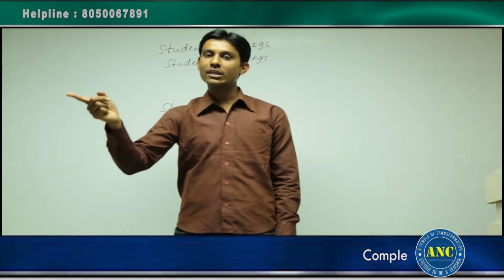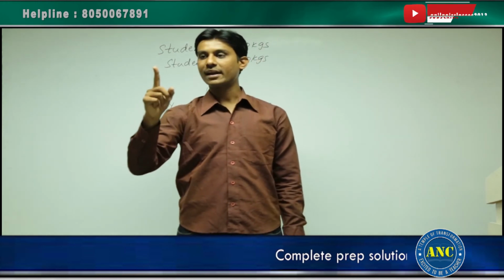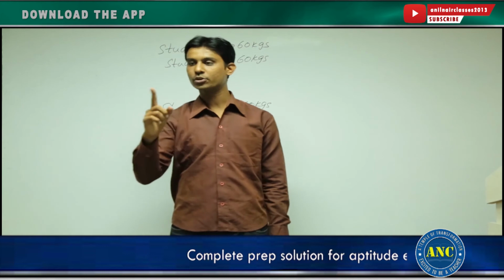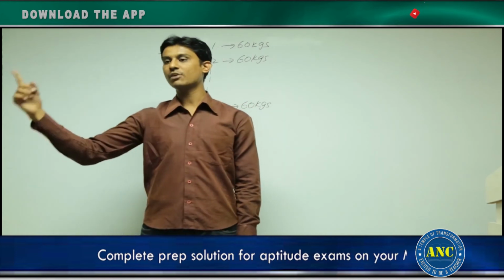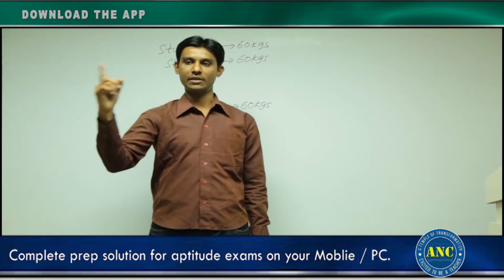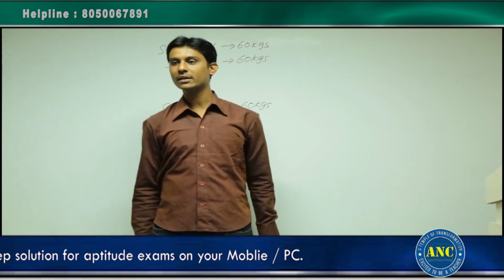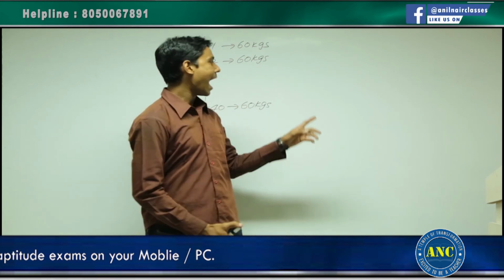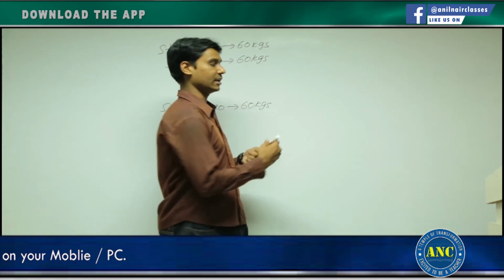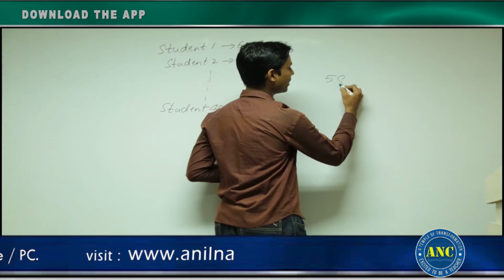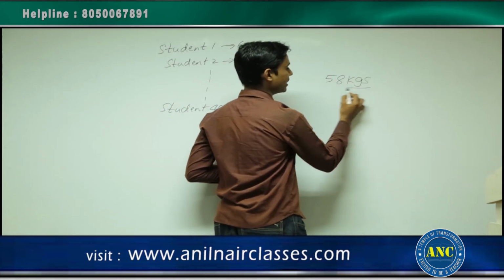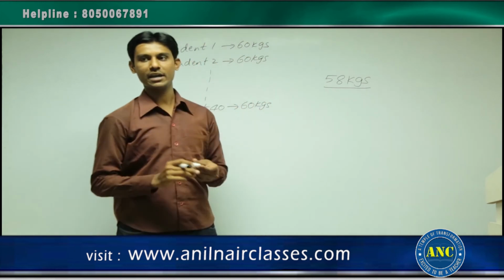Now, when I leave the class, how many students are left over? There are 39 students left. Earlier 40 students were there, including me. Only one person is leaving, so there are 39 students in the class. The average weight decreases by 2 kg, so the new average weight will become 58 kg.